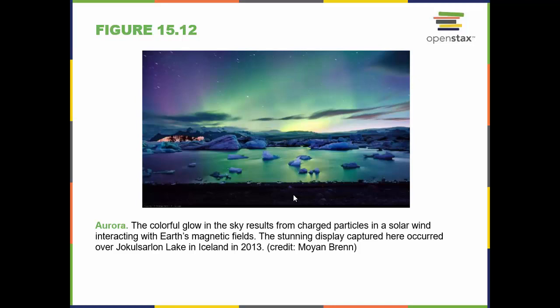And as we said before, these hot charged particles get caught in the Earth's magnetic field. And this colorful glow in the sky is a result of the charged particles in what we call the solar wind, as it interacts with the Earth's magnetic field.